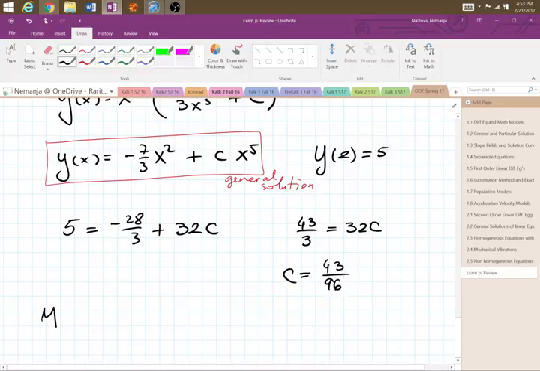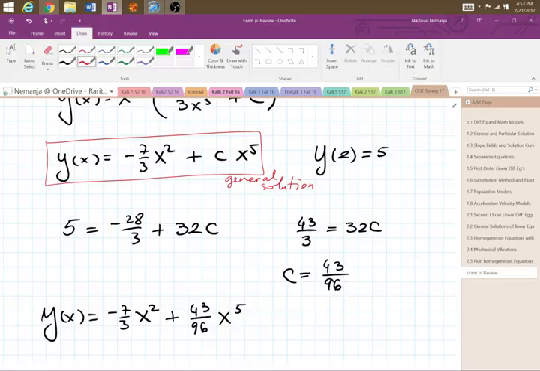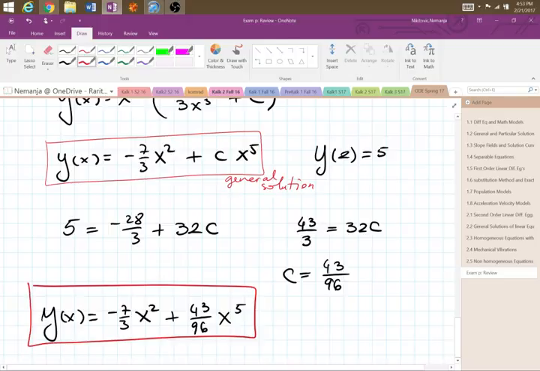So y of x is equal to negative 7/3 x squared plus 43 over 96 x to the 5. And that will be the particular solution, because it goes through the point (2, 5). And the one on top is general because of this c, which could take any value.